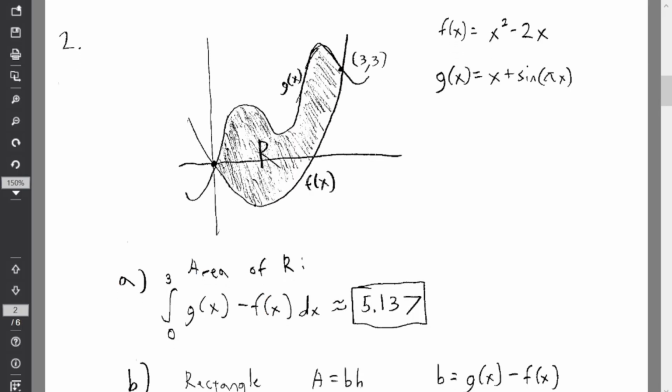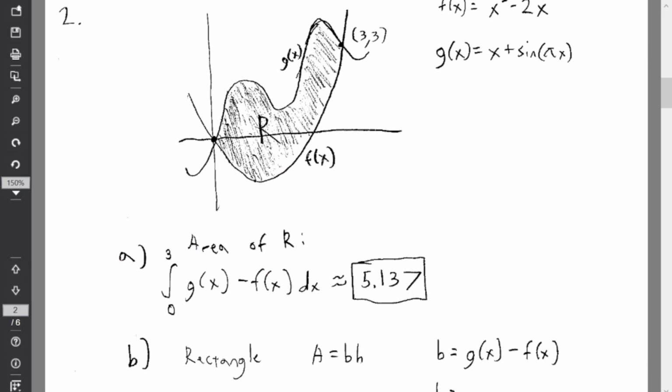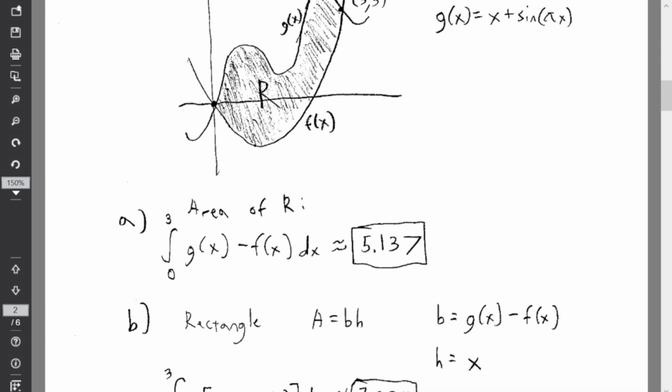So if we're going to find that volume, we have area of a rectangle is base times height. The base is the part that's in the region, so that's still our top curve minus bottom curve, g of x minus f of x. For our height, it says the height is x, so we don't need to do anything else fancy with it. We're just going to put h equals x, our height equals x.